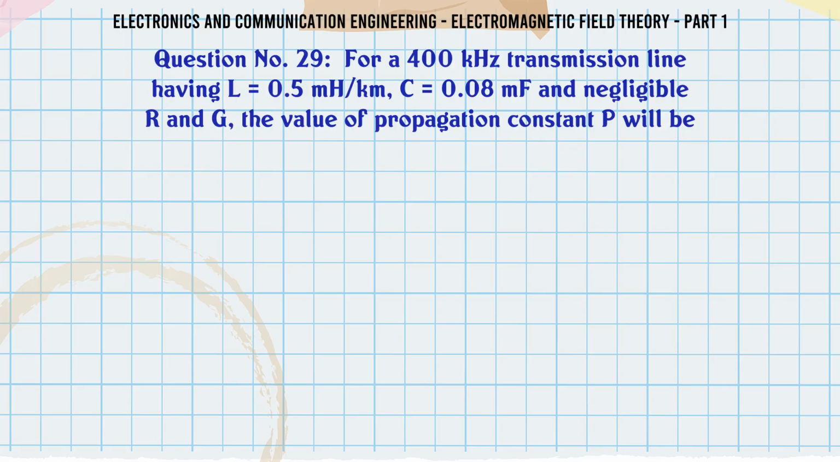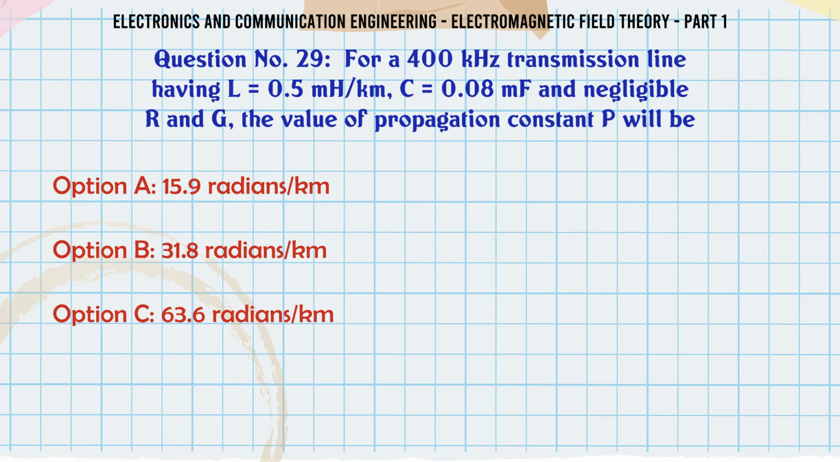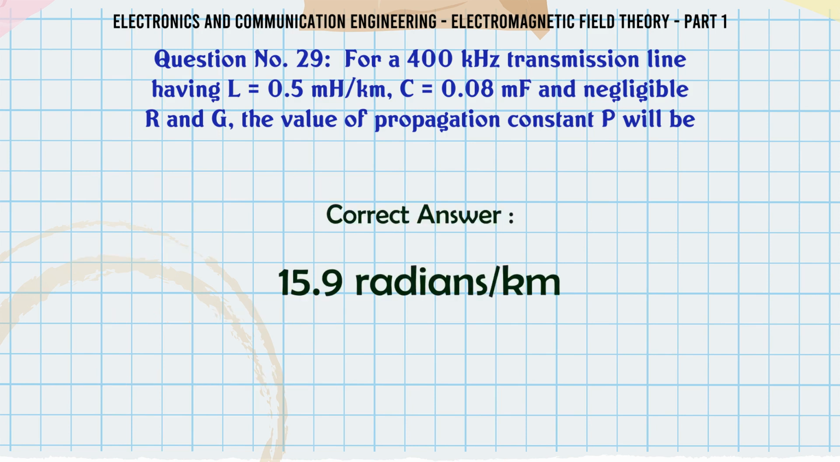For a 400 kHz transmission line having L = 0.5 mH/km, C = 0.08 μF, and negligible R and G, the value of propagation constant β will be: A, 15.9 radians/kilometer; B, 31.8 radians/kilometer; C, 63.6 radians/kilometer; D, 105.4 radians/kilometer. The correct answer is 15.9 radians/kilometer.